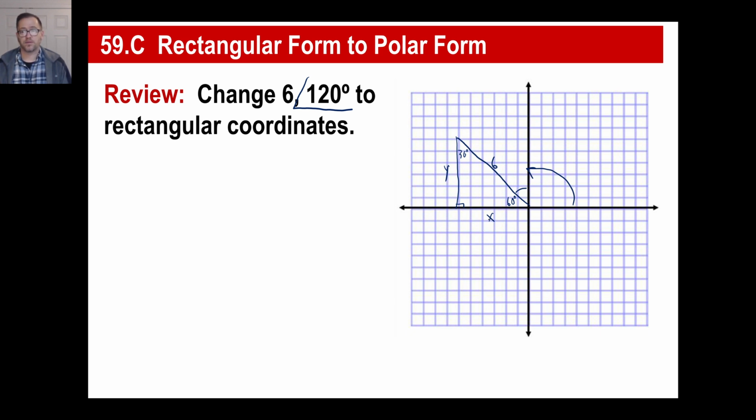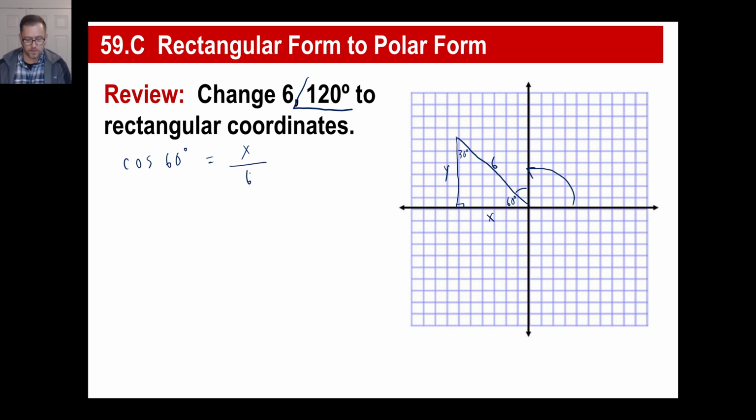To the 60-degree angle, this is adjacent, right? So we have adjacent over hypotenuse. What is adjacent over hypotenuse called? That's cosine, right? So we need to set up an equation. We have the cosine of 60 degrees equals x over 6, okay?